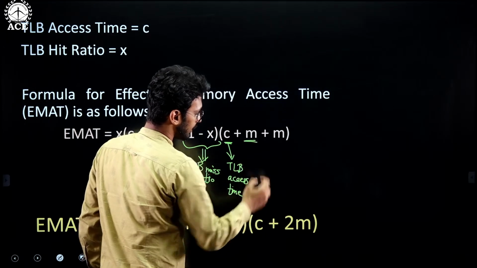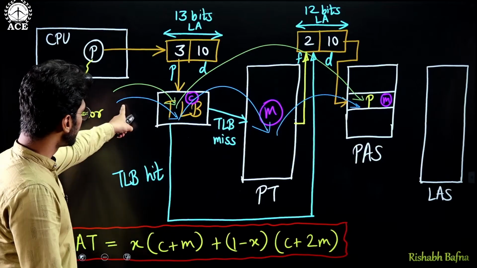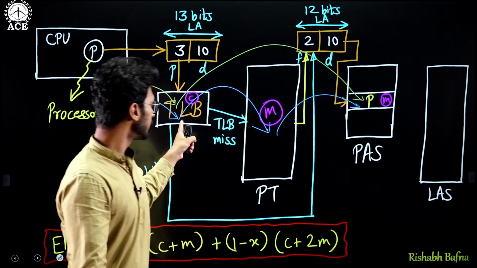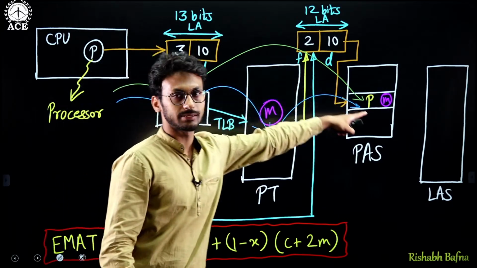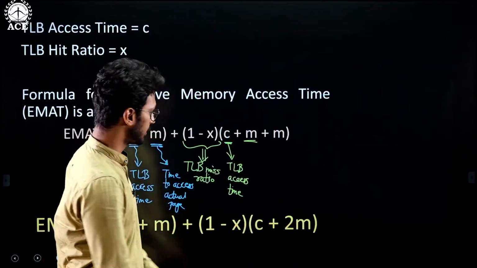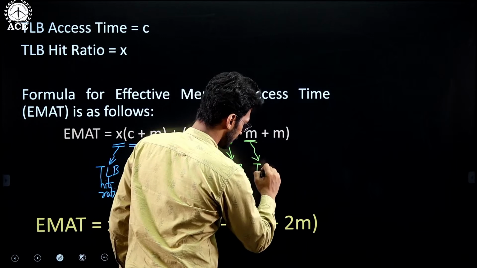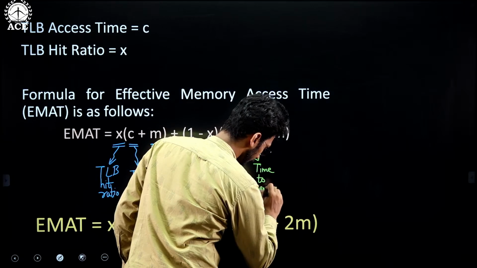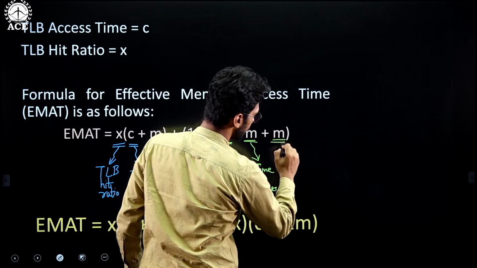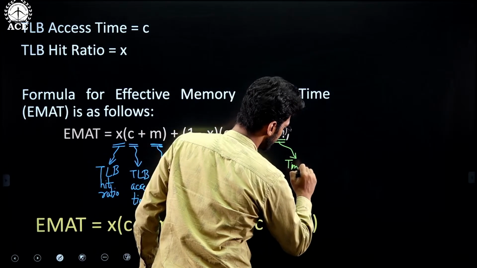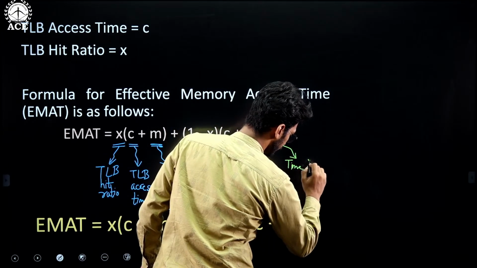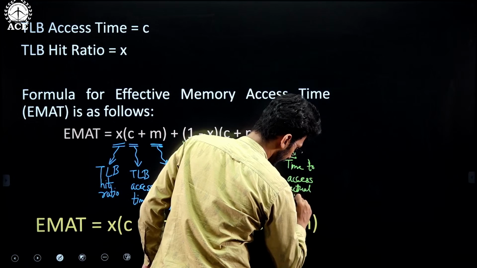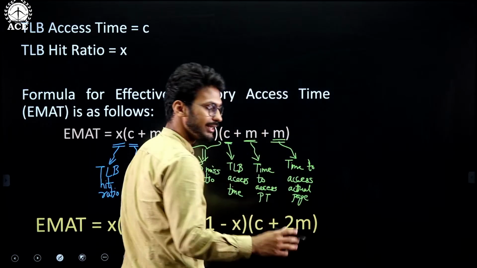Okay. Next one. What is this M? You look here. If there is a miss in TLB, see this blue color line. You saw TLB. If there is a hit, you directly access the page. If there is a miss, you will access the page table first, and then you will access the actual page. So this first M is what? Time to access page table. This next M is what? Time to access actual page. Done. Very easy. It is very easy.